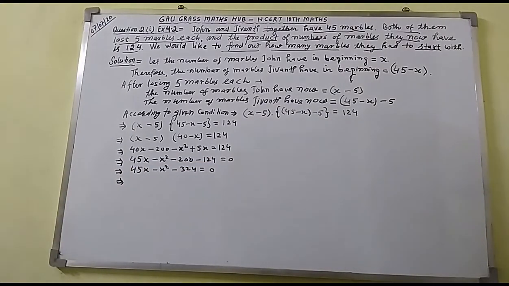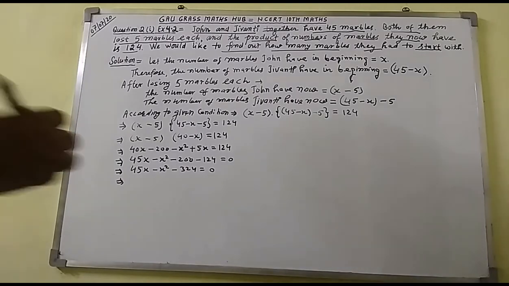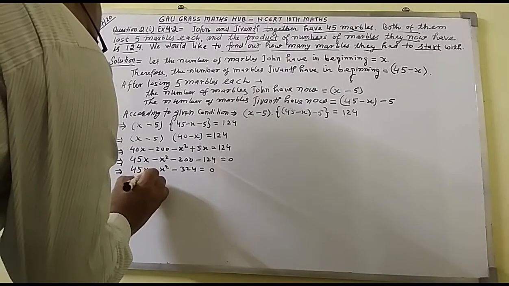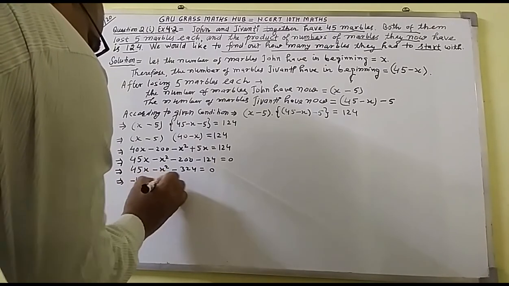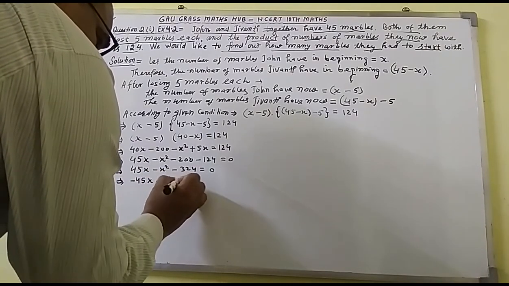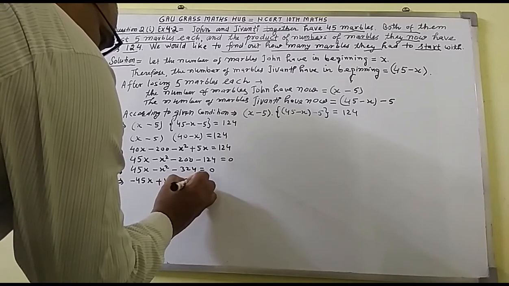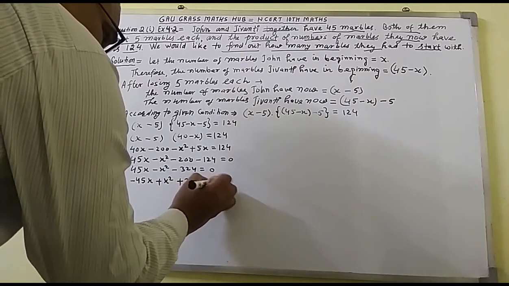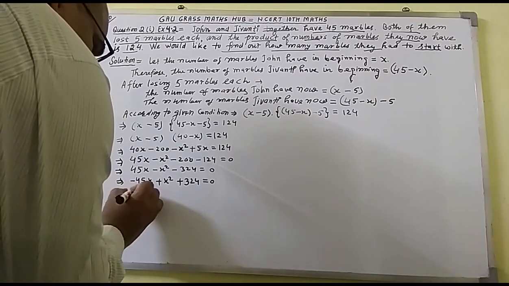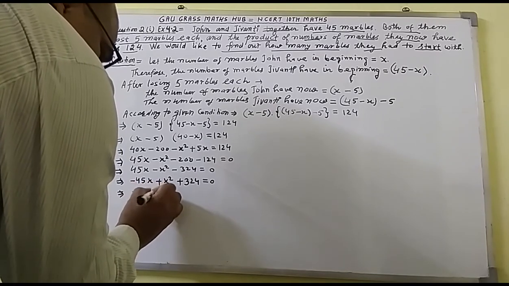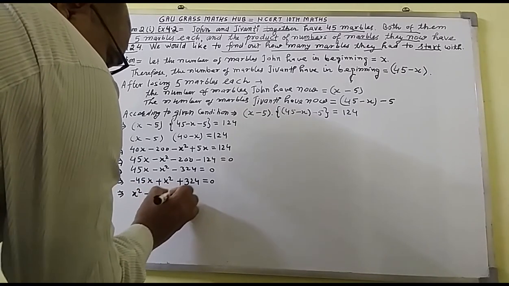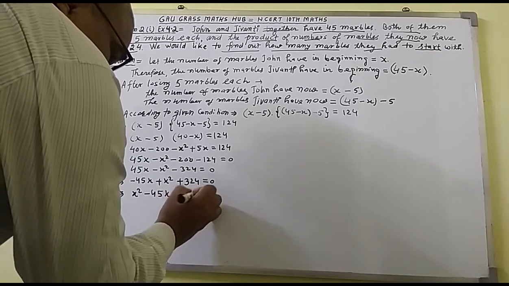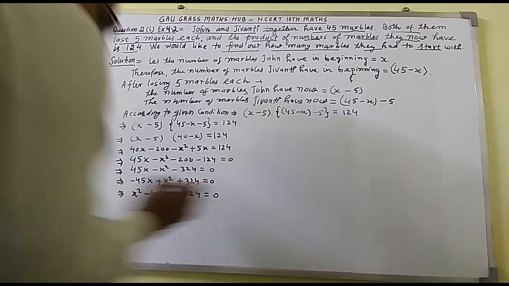Now multiply minus 1 on both sides, in LHS as well as RHS. You will get minus 45x plus x square plus 324 equal to 0, which implies x square minus 45x plus 324 equal to 0.